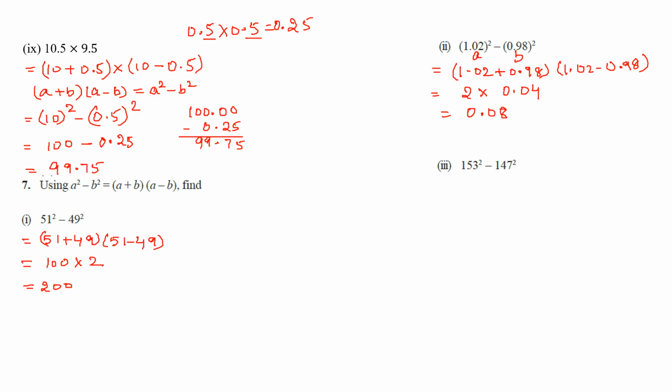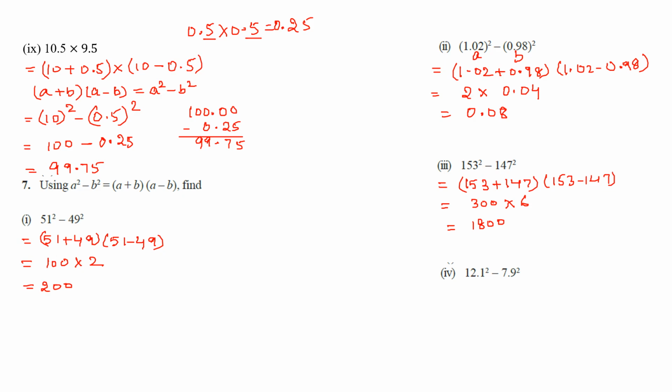Third one, 153 square minus 147 square. Here also it is in the form of a square minus b square. So it will be 153 plus 147 and then 153 minus 147. So if you add 153 and 147, you are going to get 300, and 153 minus 147 is 6, and 300 into 6 is 1800.